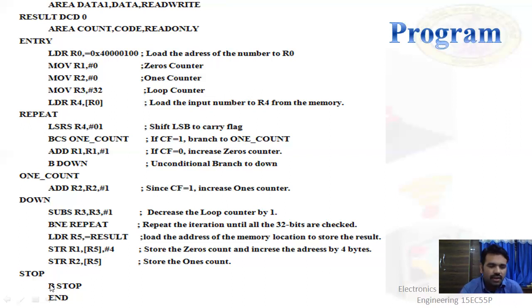This is the unconditional branch instruction. It will keep on executing this particular instruction. And end indicates the end of the program. Now let us execute this particular program on the IDE and check how it works.